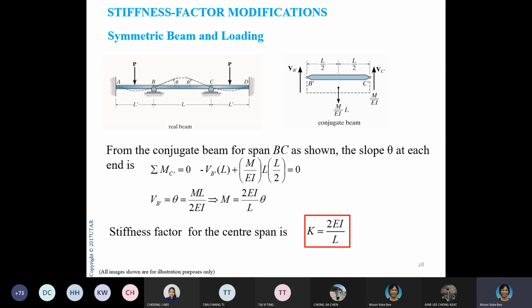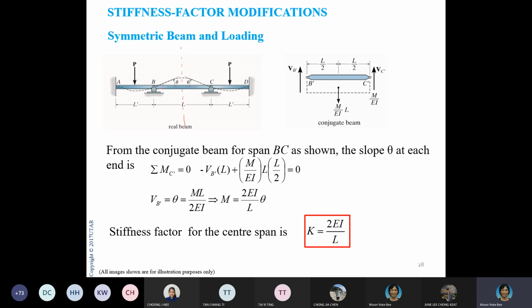Okay, sometimes we do get this in real life. If you have a symmetrical beam and symmetrical loading, what do I mean by symmetrical? It means the whole thing is symmetrical. If I draw an axis of symmetry here, both sides are symmetrical. So if I do that, then what happens?